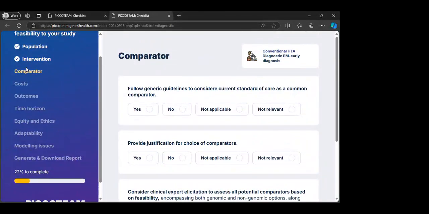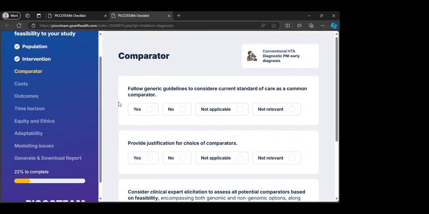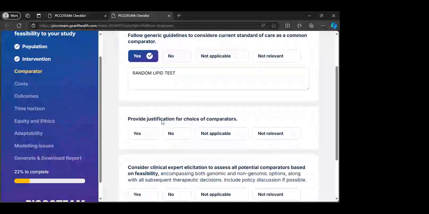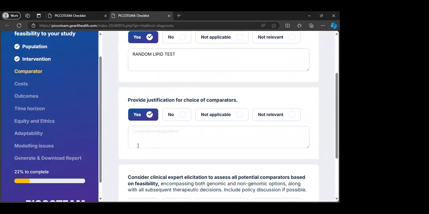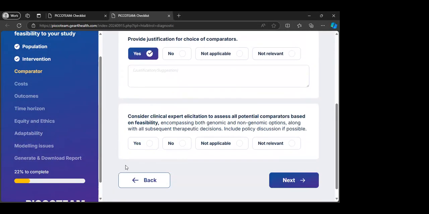And then after you design the interventional pathways using this reference case, you can identify the comparators. For conventional HTA, we should always consider the current standard of care as a common comparator. So for our study, it will be just a random lipid test. And that's it. We don't do anything else in the comparator arm. And yes, there will be a necessity to justify the choice of comparators because this is what has been used in the Thailand setting.